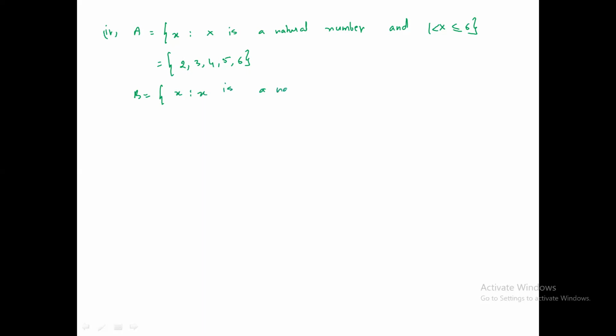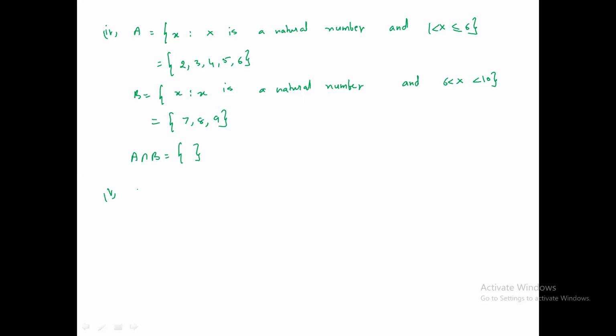Let's go to fourth question. A is a set having x such that x is a natural number and x is greater than 1, less than or equal to 6. That means when I write the elements, I'll write 2, 3, 4, 5, 6. B is the set having x such that x is a natural number and x is greater than 6, less than 10. So I will write 7, 8, 9. When I take A intersection B common in both, I don't find anything common in both the sets. So it is just an empty set.